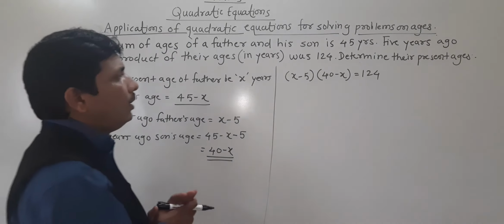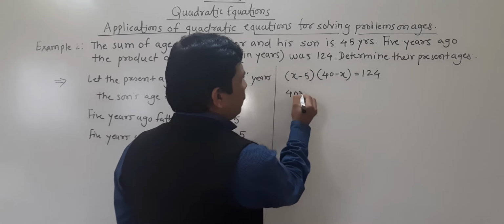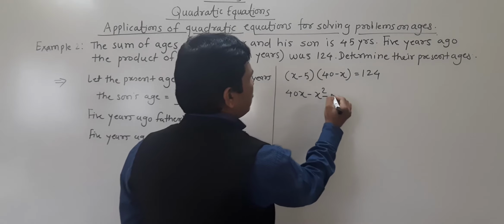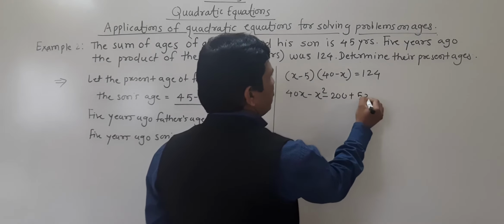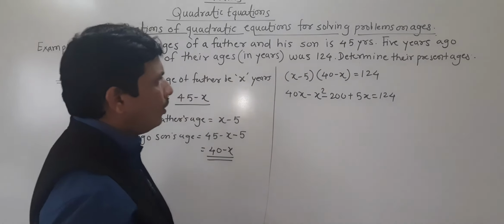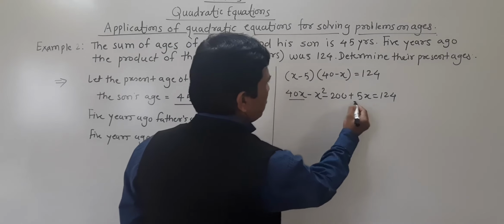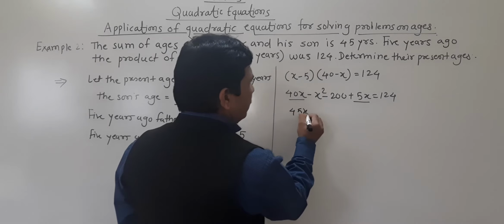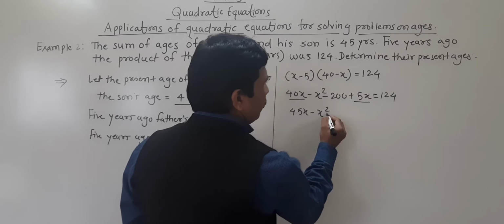So now we will find out the product here. So 40 into x, 40x minus x square minus 4 5s are 20, 200, minus into minus, it will be plus 5x is equal to 124. Okay, so now here we can see minus x square, 40x plus 5x, 40x plus 5x is 45x minus x square minus 200, this is 124.